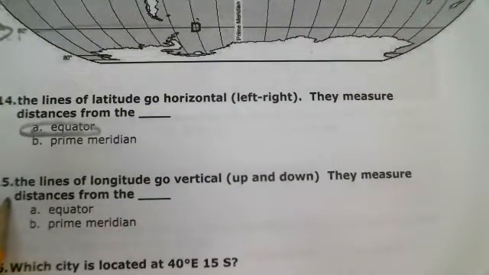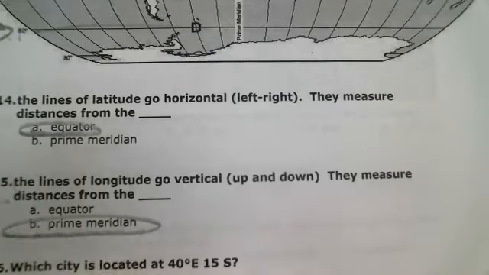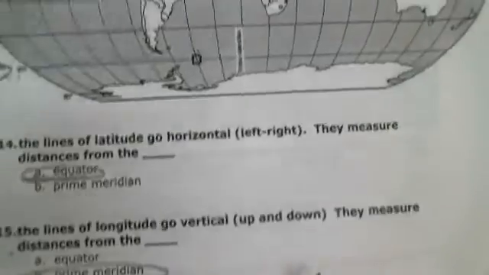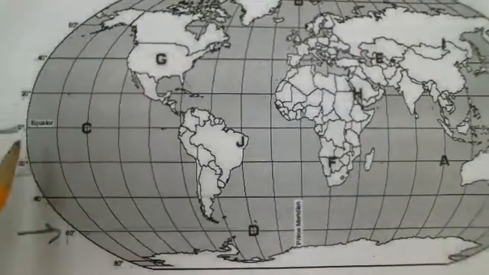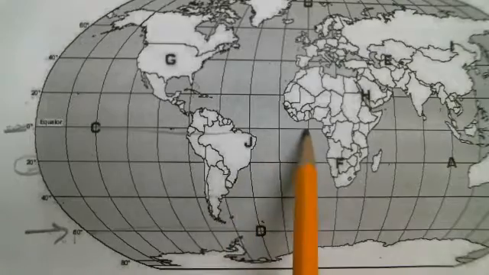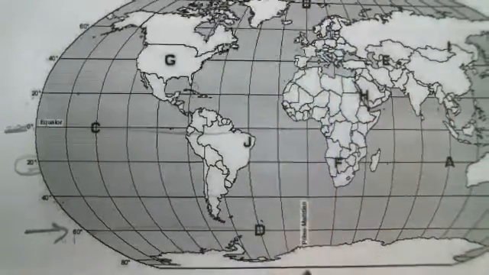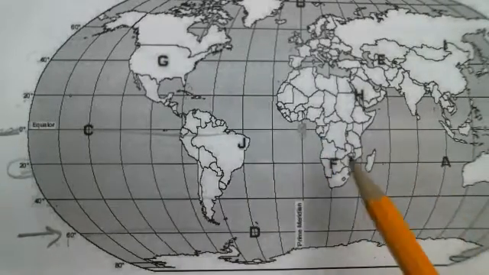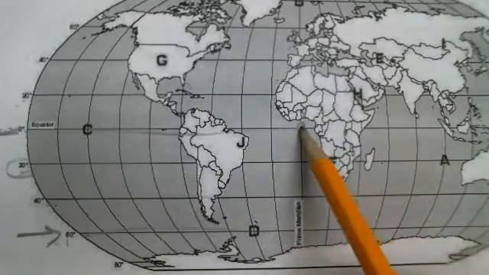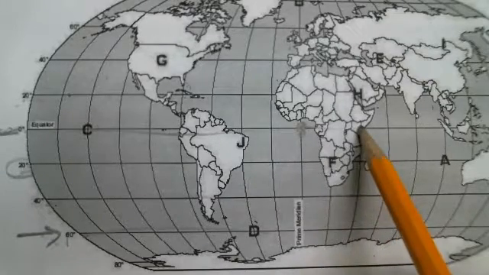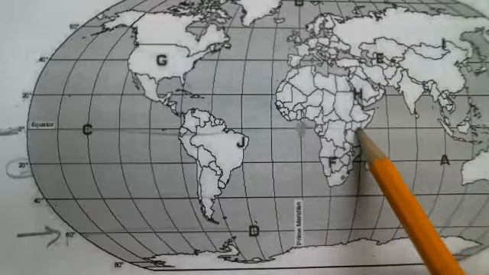So number 15, measure distances from the prime meridian. Number 16, what city is located at 40 east, 15 south? So you find the 00 mark on the map. Here's the equator, that's 0 north and south. And here's the prime meridian, that's 0 east and west. So that's our 00 mark right there. And from there, we want to go 40 east. So that's going to be this way to this line right there. And then we want to go 15 south.